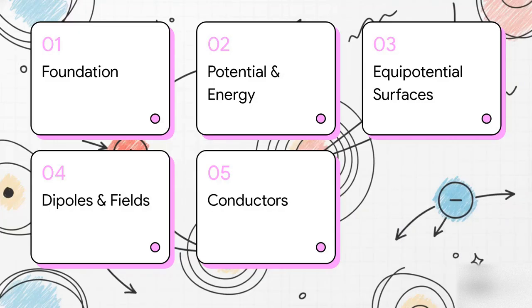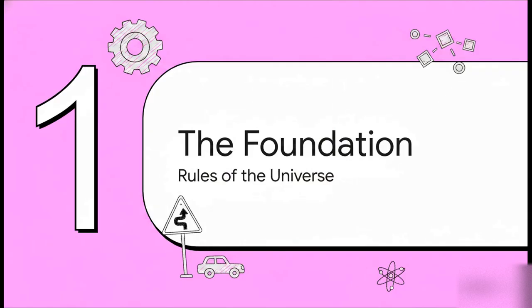All right, let's dive right into our roadmap for today. First, we'll cover the foundation with work energy. Second, potential and energy. Third, equipotential surfaces. Fourth, dipoles and fields. And finally, number 5, conductors. Section 1, the foundation, the rules of the universe.